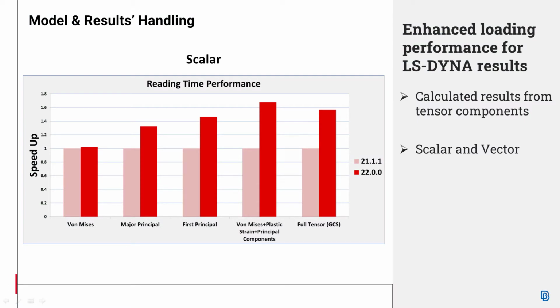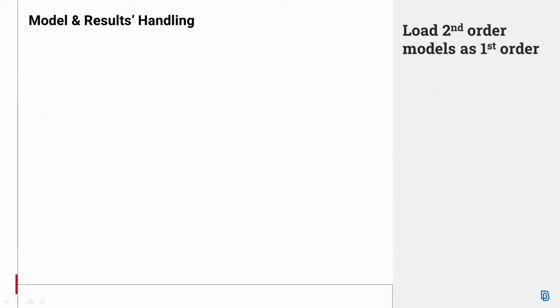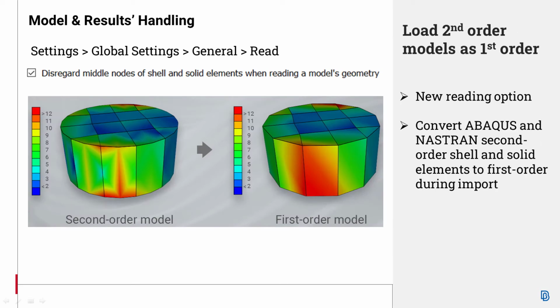Regarding LSDyna results, major improvement can be noticed in the rendering time for both scalar and vector results that are calculated from tensor component values. Another new feature is a new setting that applies to Abaqus and Astran DEX to convert second-order shell and solid elements to first-order when reading a model's geometry. Results are maintained at the remaining integration or corner points.